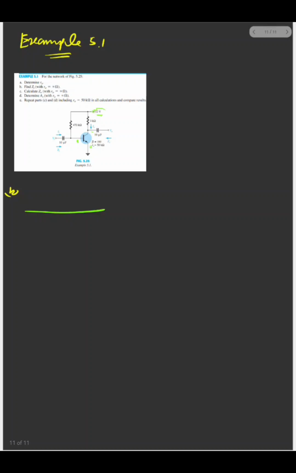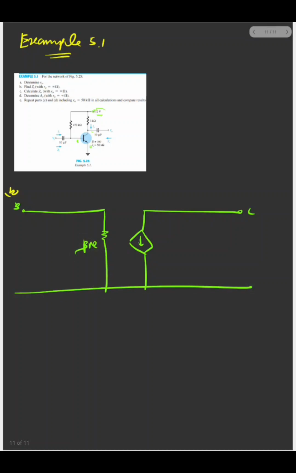So this is B, this is C, this is the AC analysis. This is beta RE, and all is connected to the ground. So plus minus VI. Also this is Zi, the impedance on the input side. So this is B and this is ground. This B here is connected to the ground.